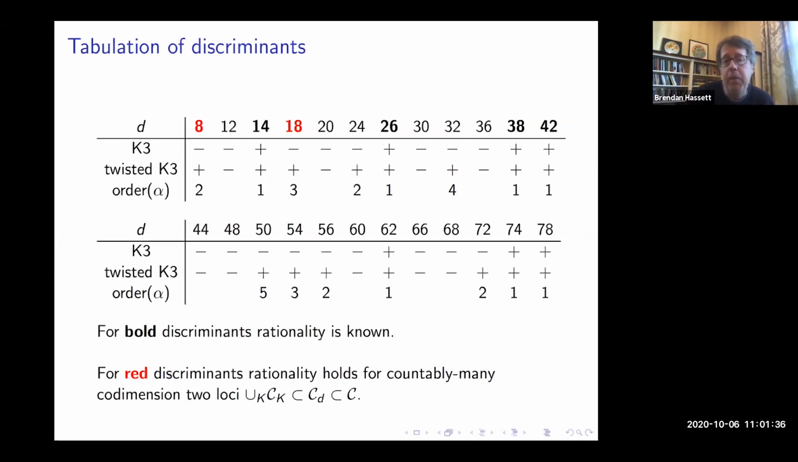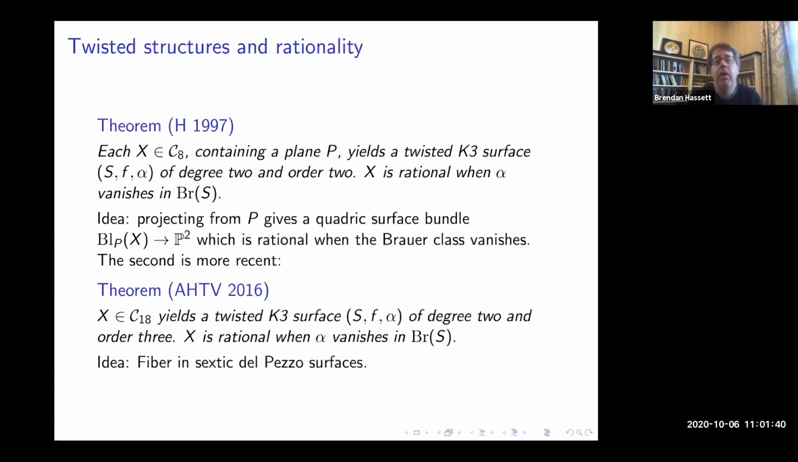So let me say a little bit more about the specific results. One of these results goes back a long way. If you look at X in C_8, these are the cubic fourfolds containing a plane. The twisted K3 surface has long been well understood. What you have is a quadric bundle that arises from projecting from the plane.